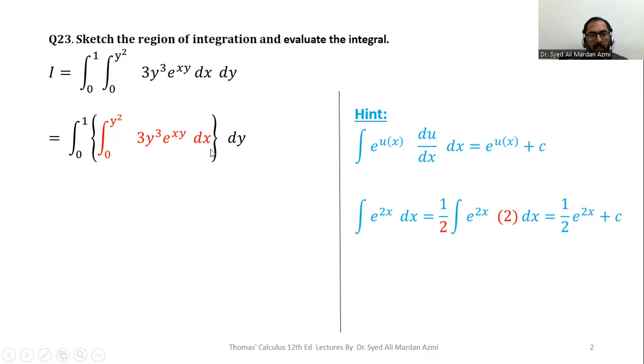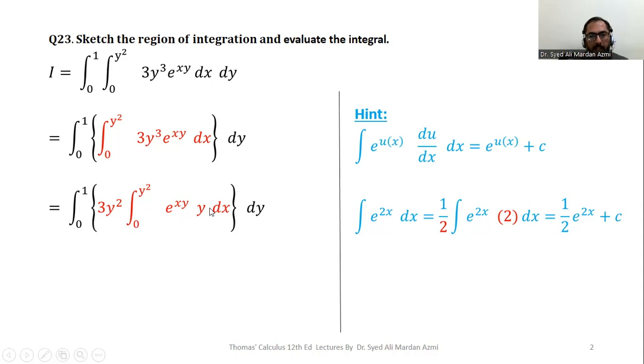y square. Note that with respect to x, y is constant, and the derivative of the power of the exponential function is y with respect to x. I mean, if you take the partial derivative of xy with respect to x, you will get y. So in order to create the derivative of the power of the exponential function, we split y cube as 3y square, and then we take 1y here. With respect to x, y is constant, so we have taken 3y square outside of the inner integral, and we use 1y here as the derivative of the power of the exponential function.